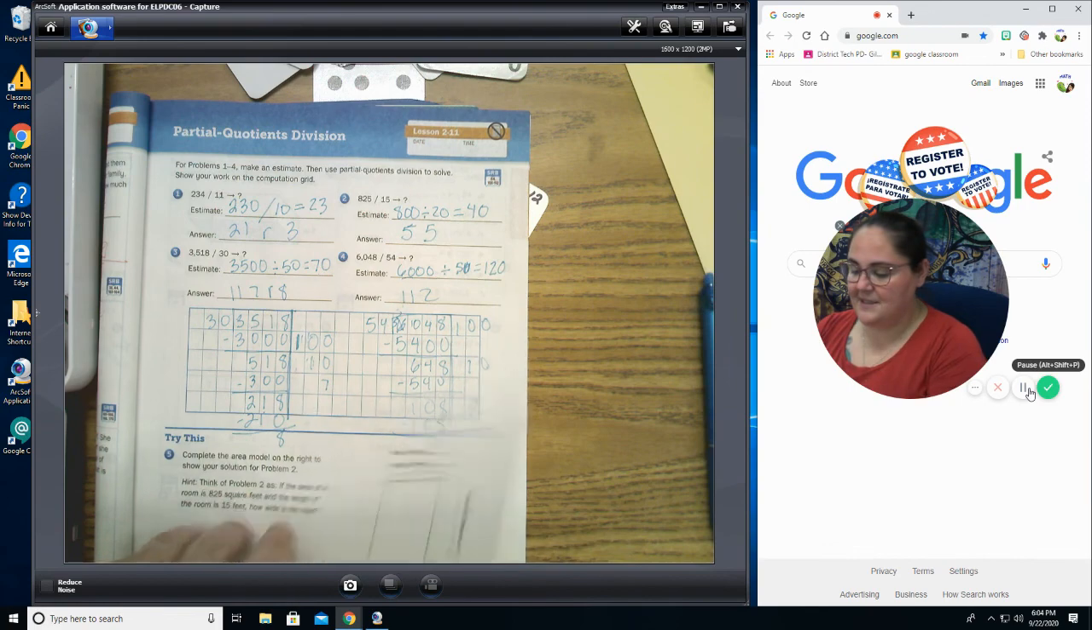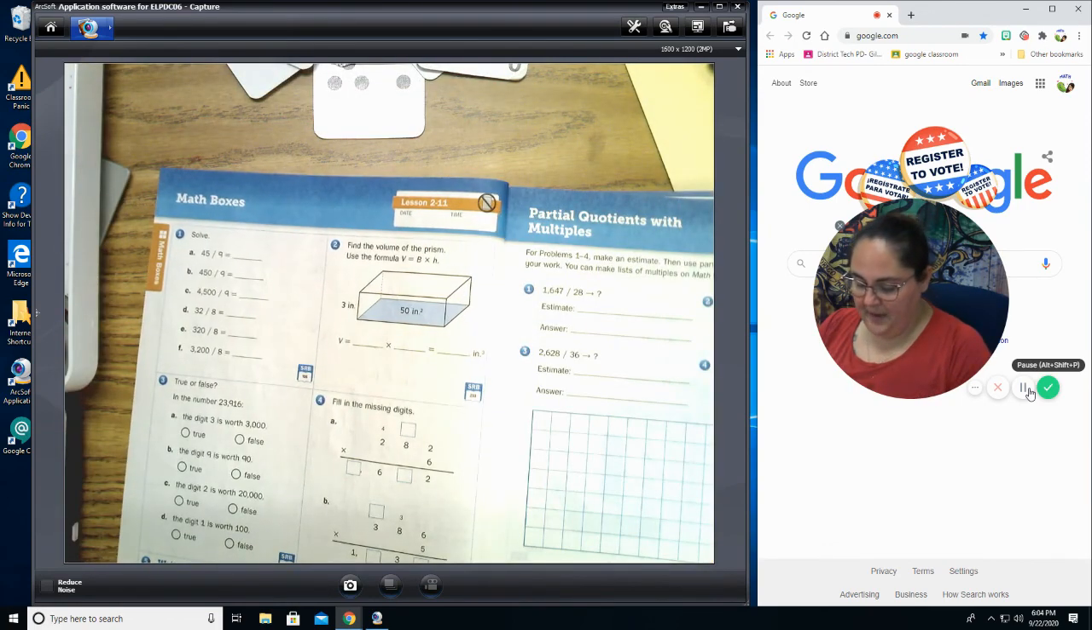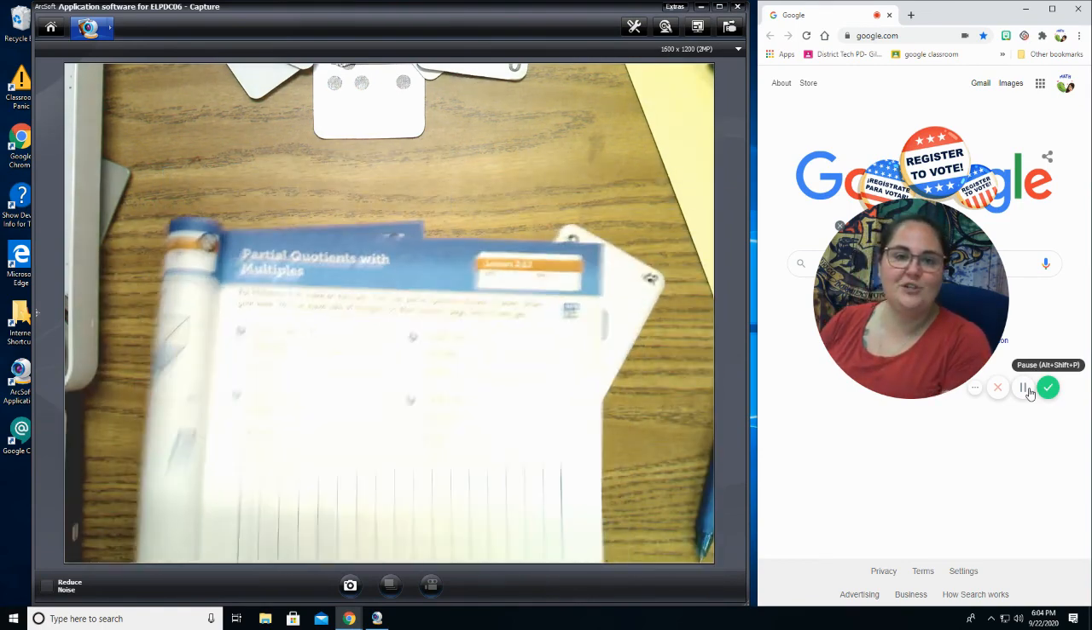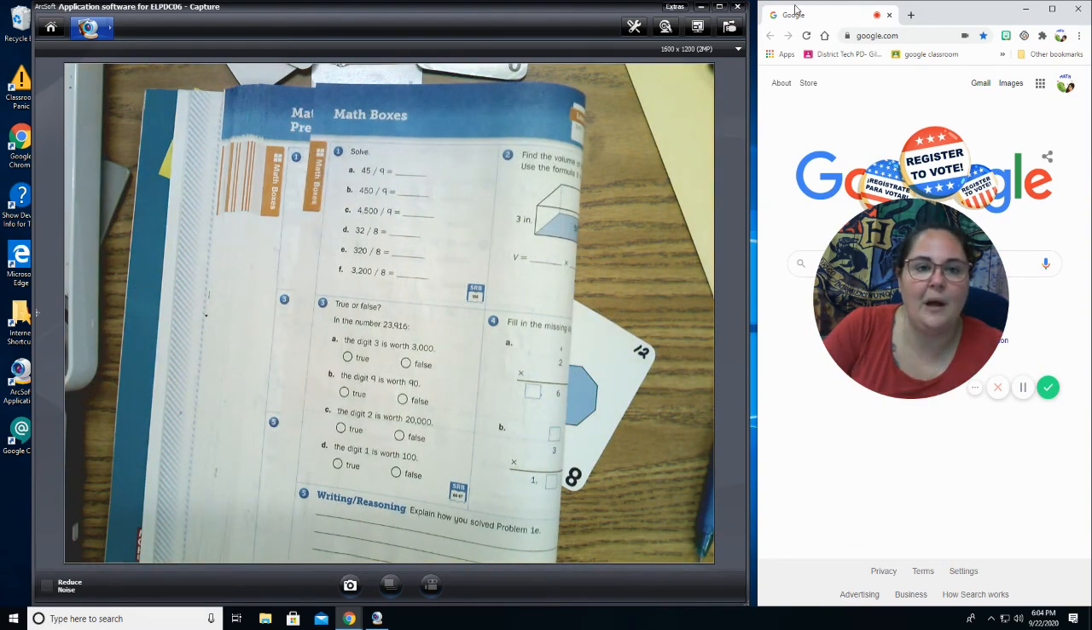All right, for your math lesson today, you are going to be working on math boxes. Page 64, number math boxes 211. It is for a grade. Make sure you're working hard. If you have questions, please send me a message and we can talk about our lesson.